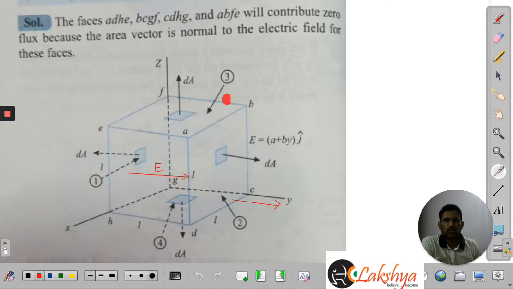Now this is the cube we are assuming, or what is given in the data: a cube of side L with one corner at the origin. This is our x axis, this is the y axis and this is the z axis, right? And now first let us look at the faces we are considering here.